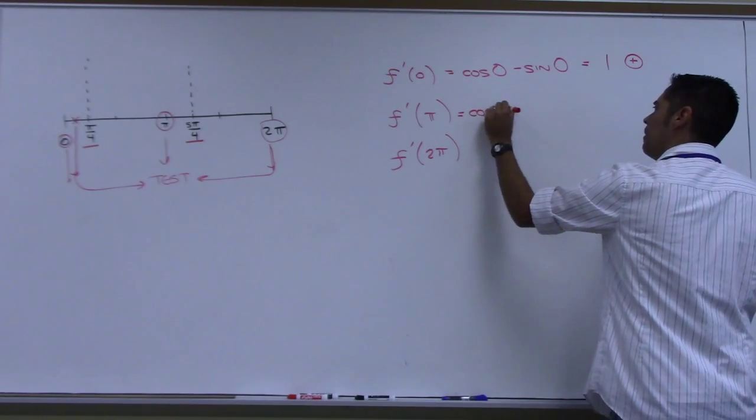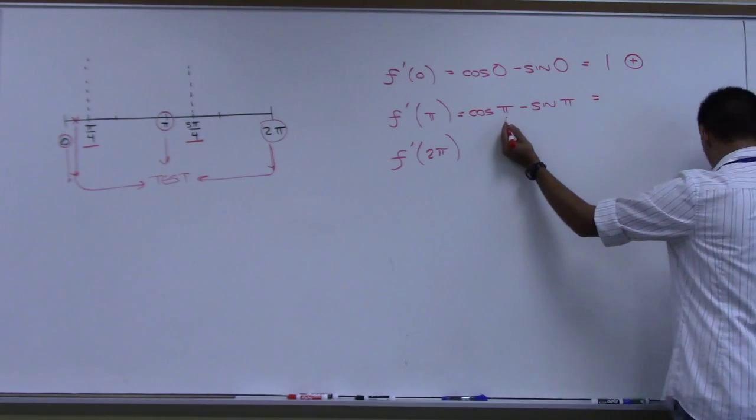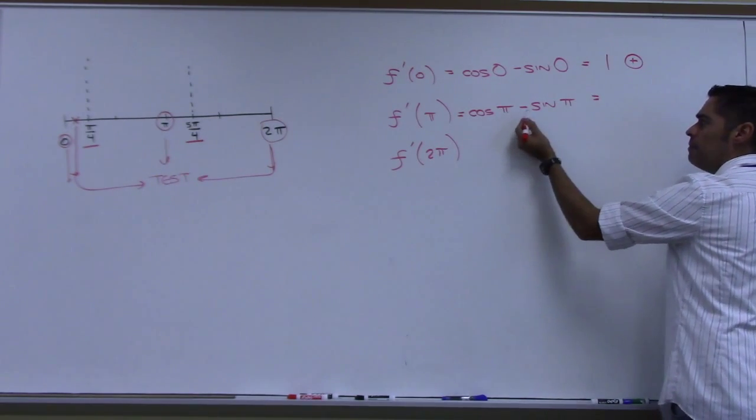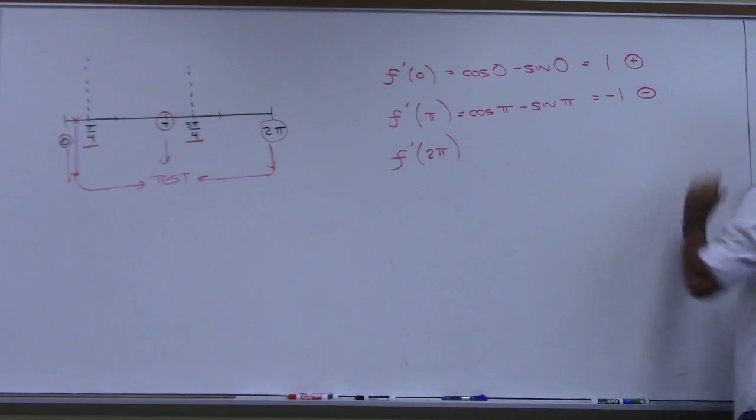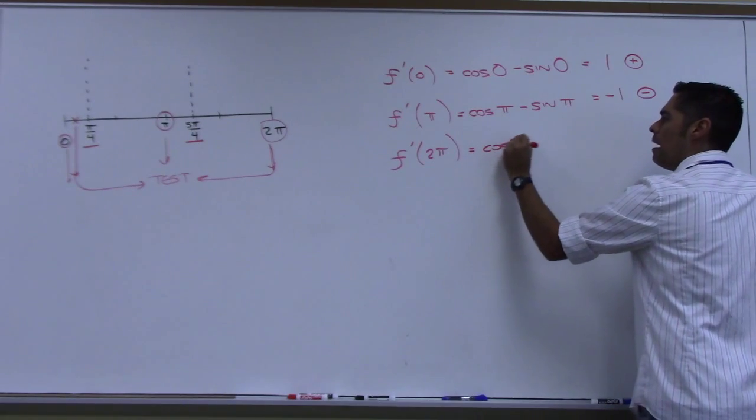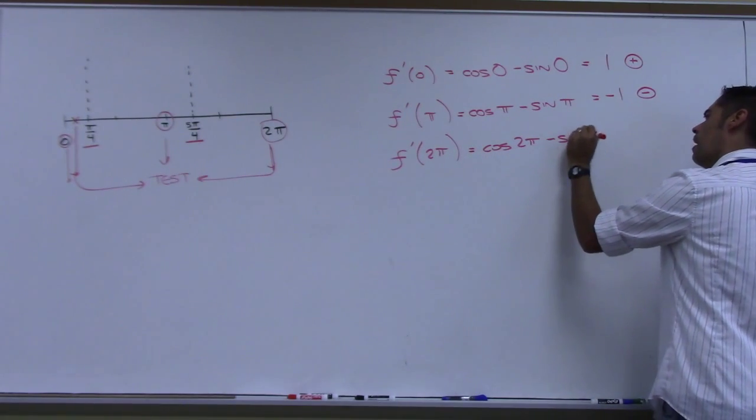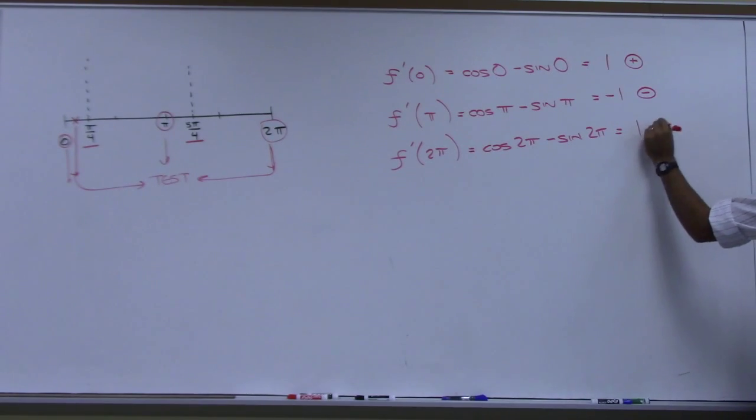Cosine of pi minus sine of pi. So cosine of pi is what? Negative 1 minus sine of pi, which is 0. So this is negative 1, so that's a negative number. And then cosine 2 pi minus sine 2 pi, which is 1.